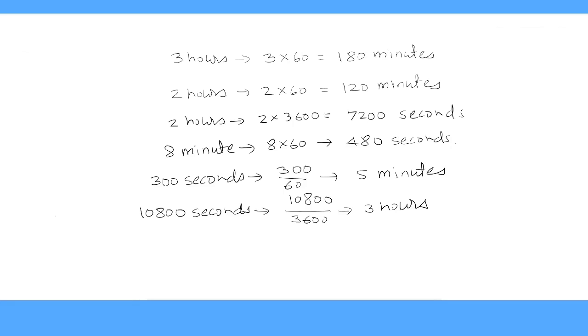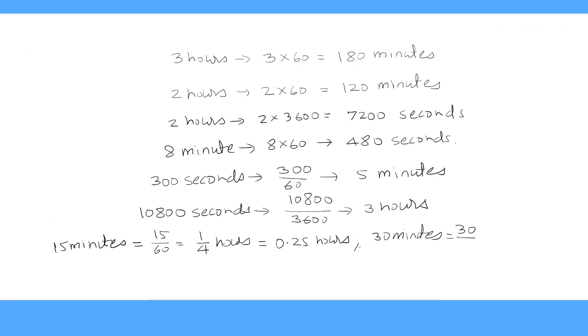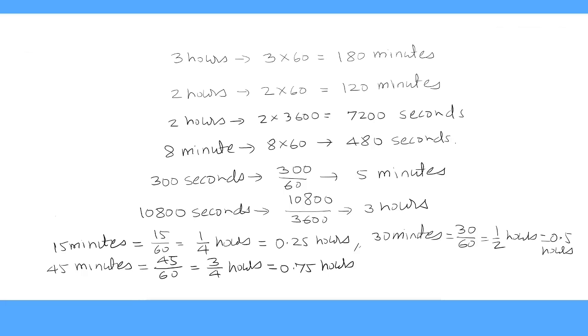Now we convert some fractional parts of an hour, say 15 minutes. 15 minutes equals 15 divided by 60, which is 1 upon 4 hour, or in decimal, 0.25 hours. 30 minutes equals 30 divided by 60, which is half an hour, or 0.5 hours. 45 minutes equals 45 upon 60, which is 3 upon 4 hour, or 0.75 hours. So any minutes, if we have to convert into hours, we divide by 60. Let's do one more. To convert 40 minutes into hours, we divide it by 60, which equals 2 upon 3 hours.